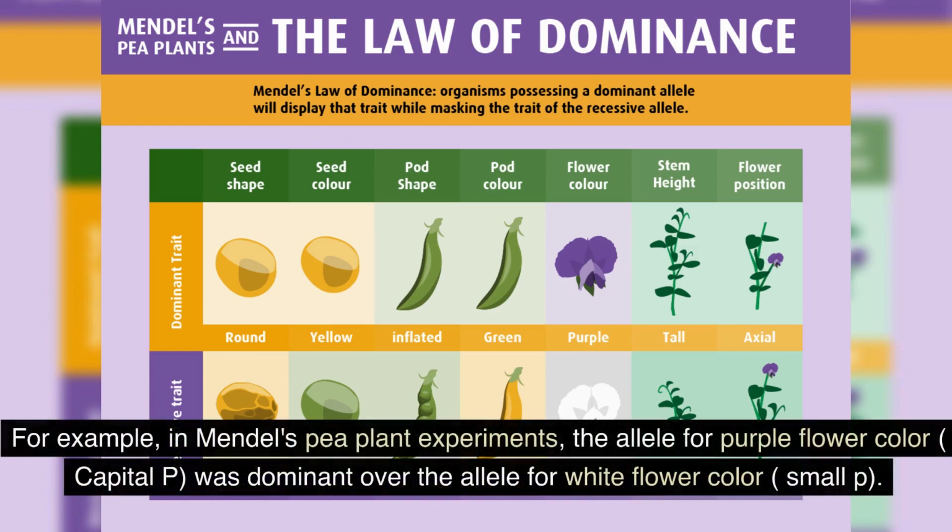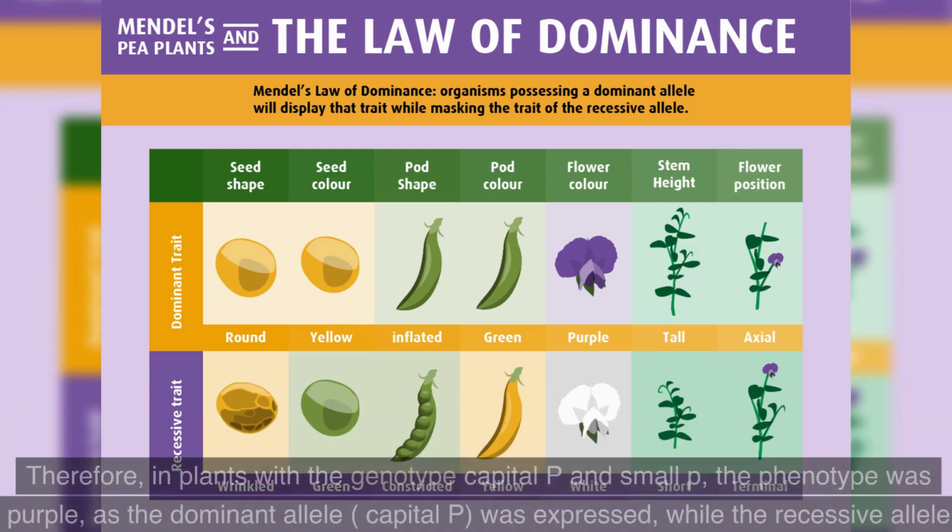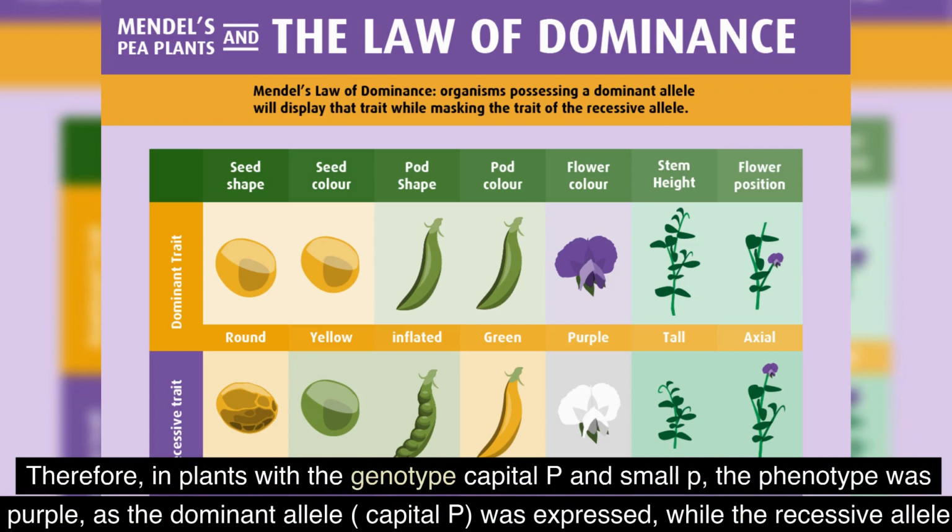For example, in Mendel's pea plant experiments, the allele for purple flower color, capital P, was dominant over the allele for white flower color, small p. Therefore, in plants with the genotype capital P and small p, the phenotype was purple, as the dominant allele, capital P, was expressed, while the recessive allele, small p, was not.